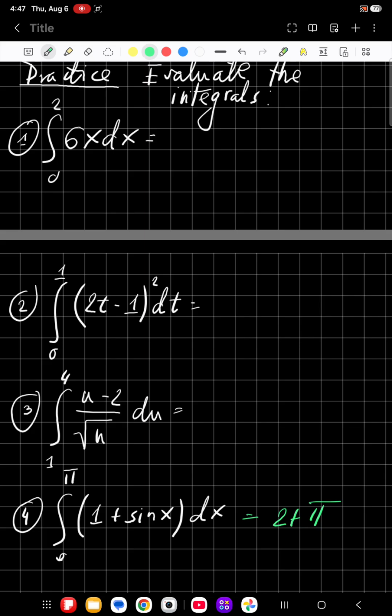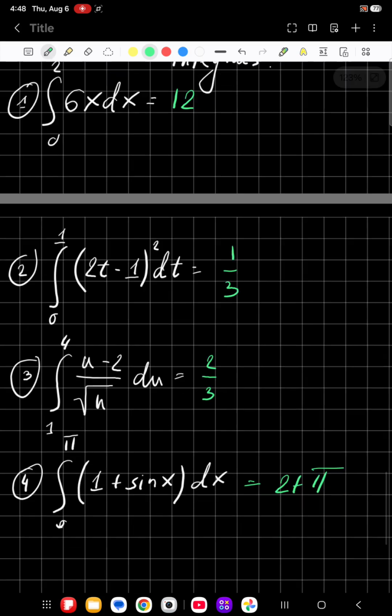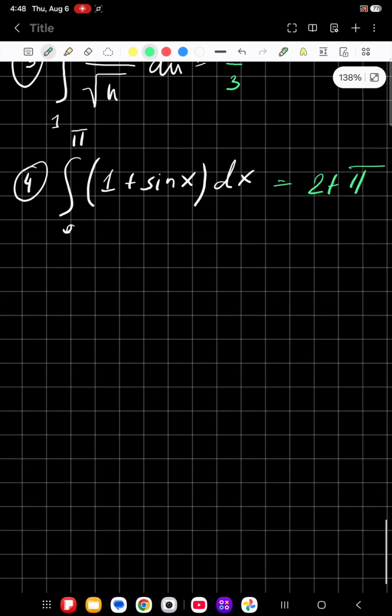Then problem number 3. I have them solved here. I hope I solved them right. So that's the third one. Problem number 2 is 1/3. And problem number 1 is 12. Okay, so let me show you one more type of problem. I hope you figure those integrals out.